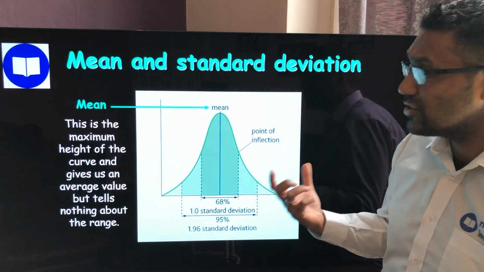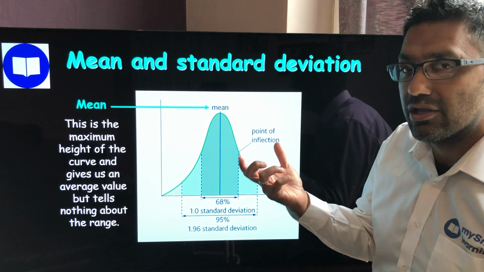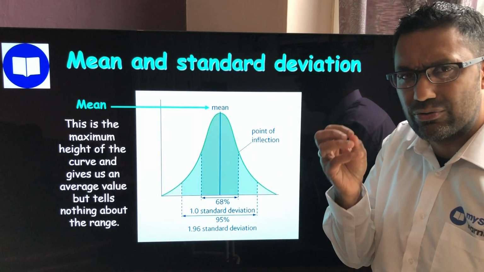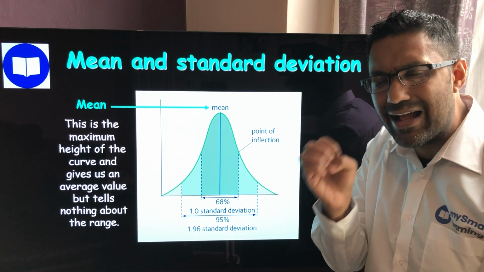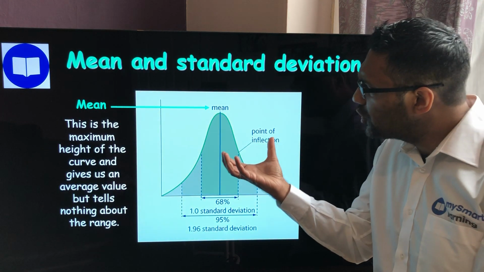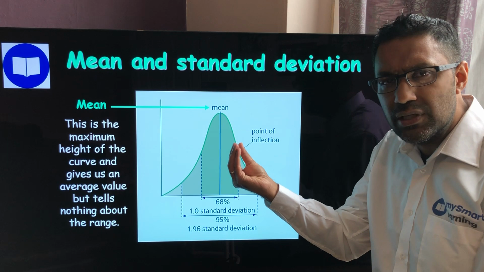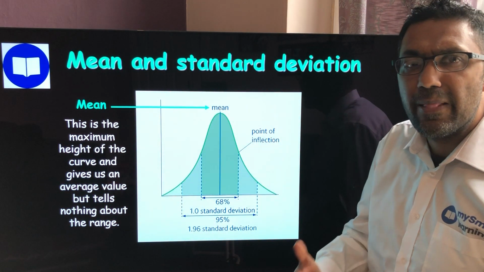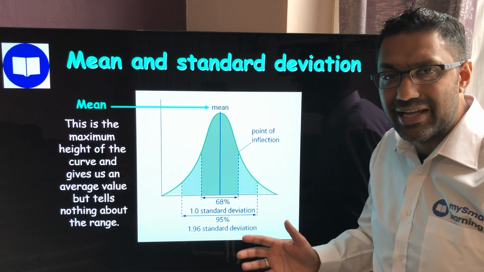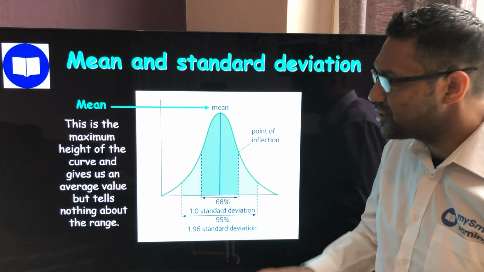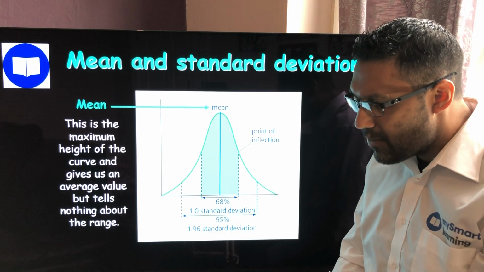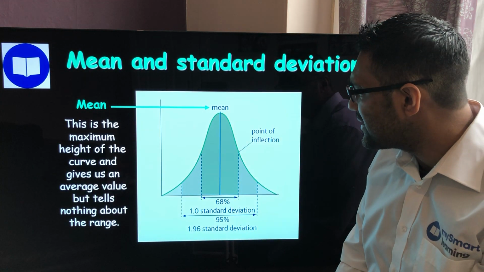Well, it is to do with that. The accuracy is basically how true your results are to the real value, the true value. The closer you are to the mean, the more accurate it's going to be. So the smaller your standard deviation, the better. The larger the standard deviation, not so good, because the bigger the standard deviation, it tells you that the data is more spread out.